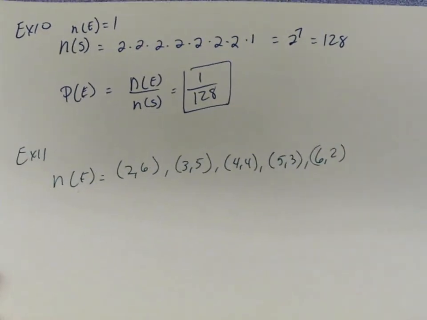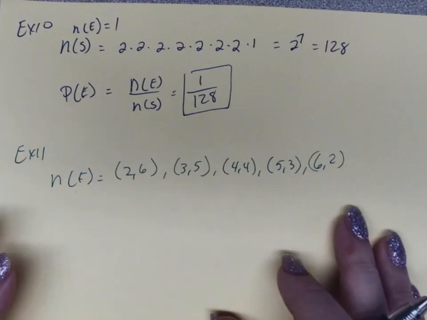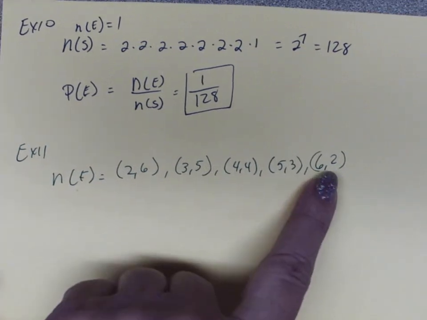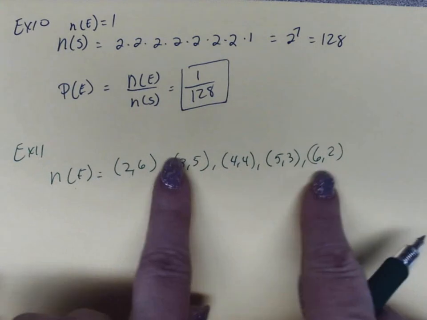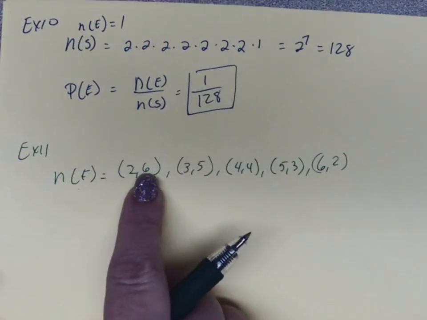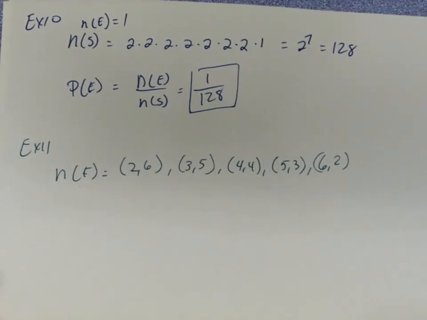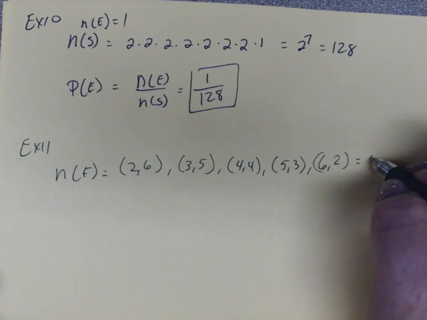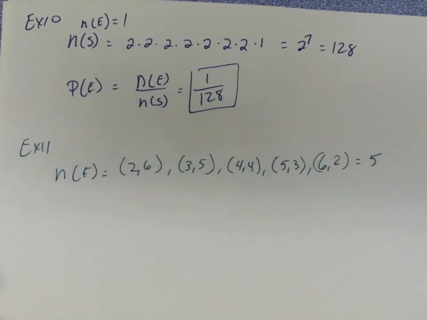So here I am doing the same thing I just did, pulling the dice out, but showing you can pair them up the same way. This would be the roll on one dice, the roll on the second dice, which tells us that there are 5 ways for this to happen.